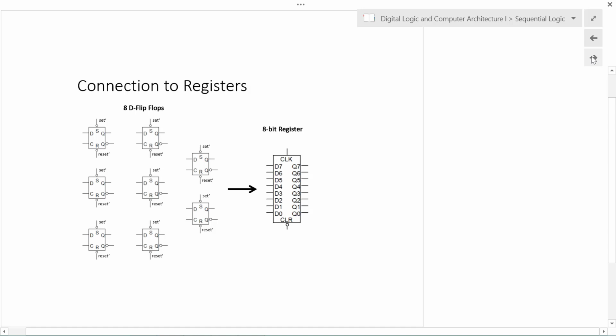But how do we think about registers? How would we construct a register? Well, let's say we wanted an 8-bit register. A flip-flop stores only 1 bit.